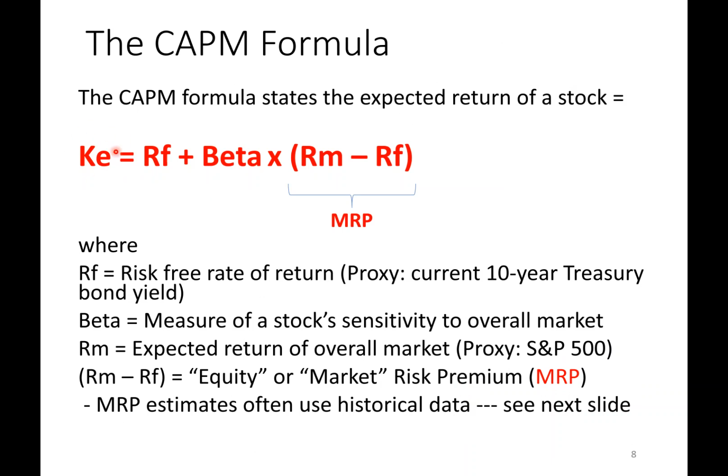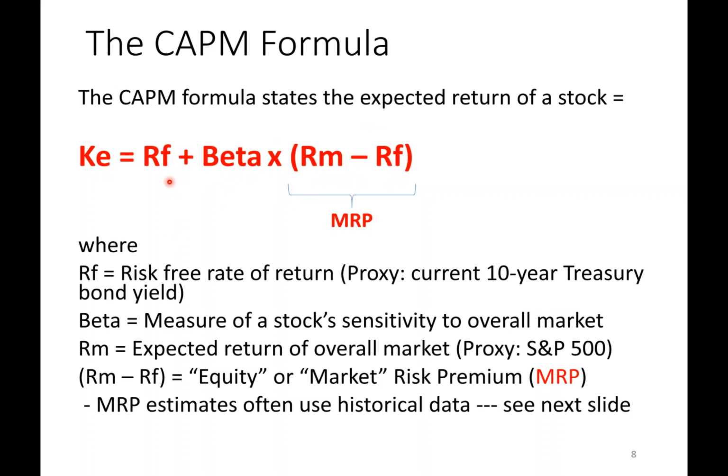The CAPM formula says the required rate of return, or the cost of equity for any individual stock, KE, is going to be equal to a risk-free rate of return. Why would you hold any asset that doesn't give you the risk-free rate of return? Plus a compensation for risk. This second term is the compensation for risk. It's the quantity of risk, or the measure of risk, beta, and the compensation per unit of risk. We're going to call it the market risk premium. That market risk premium is the expected return of the stock market minus the risk-free rate.